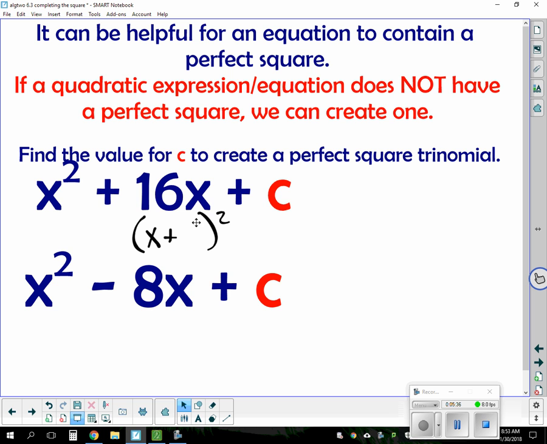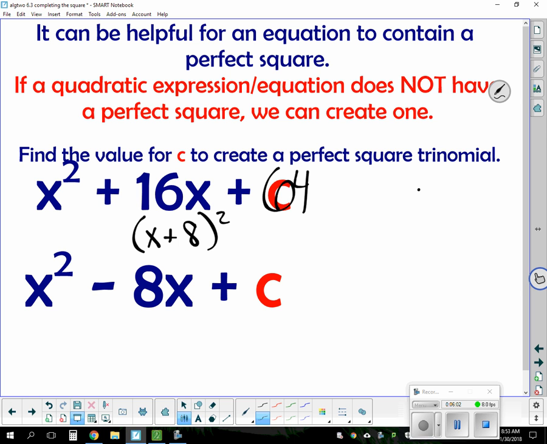What number would have to be here to get this in the middle? I agree it's 8. What number would have to be here then? What do you end up doing with those 8s? 64, you square it, right? Okay. So here's how you do it.